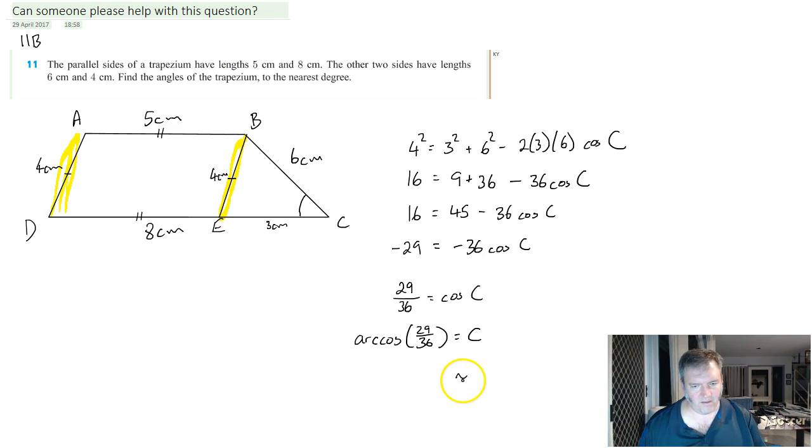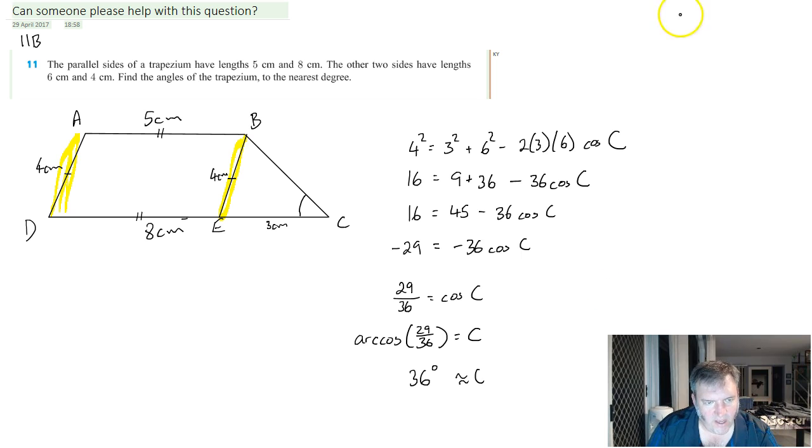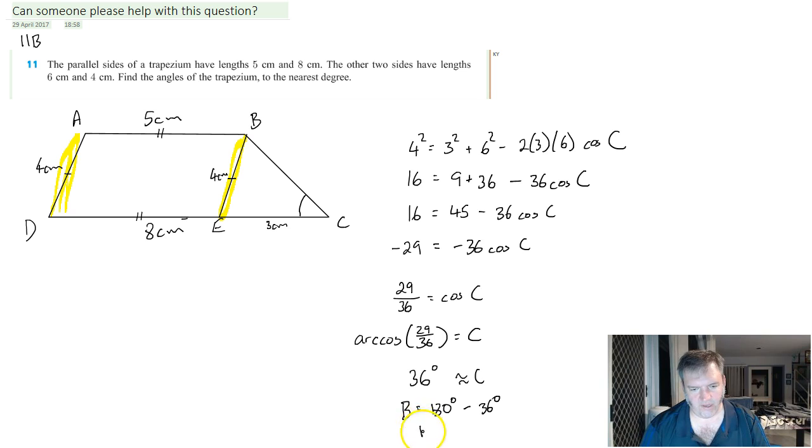So C is approximately equal to 36 degrees. So there we have the 36 degrees. How do I go ahead and find angle B? Well, of course, it's co-interior with angle C, and we know that those angles are supplementary, so B is going to be 180 degrees minus the 36 degrees. Or B is just 144 degrees.